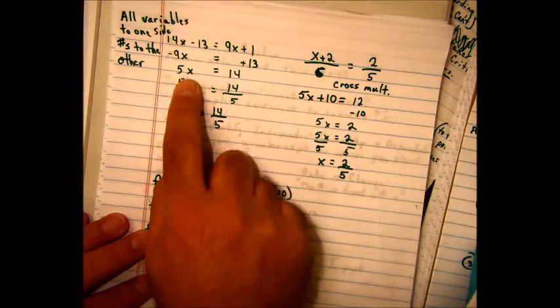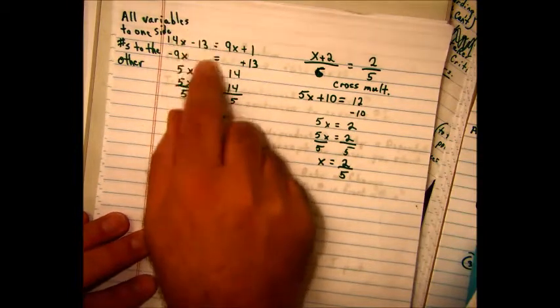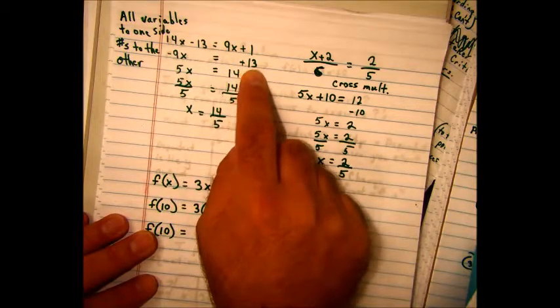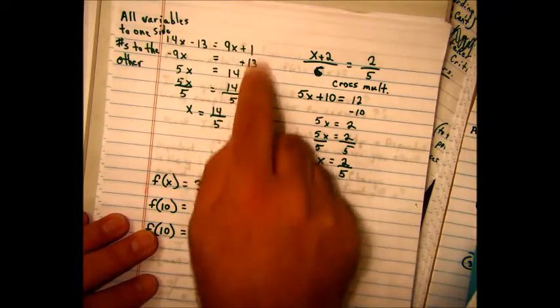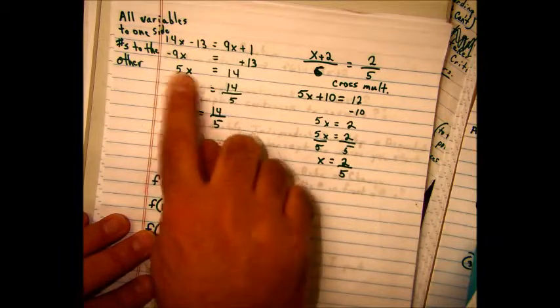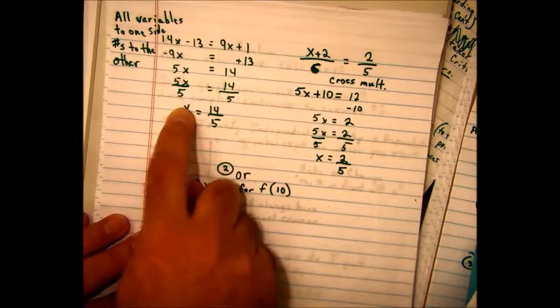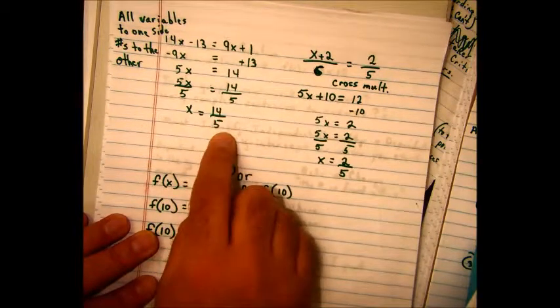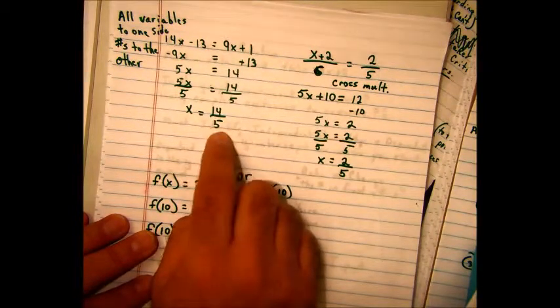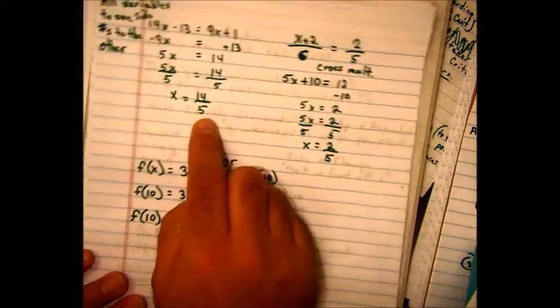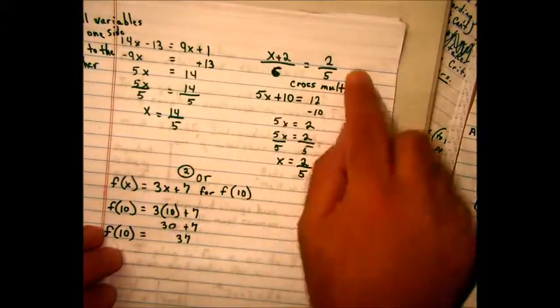So if I move this over, it becomes a negative 9x. Combine like terms, which gives me 5x. I move the negative 13 to the other side, which becomes positive 13. Combine like terms is 14. 5x equals 14. I get rid of the 5 by dividing by 5, and I get x equals 14 over 5. This is an okay answer. You may change it to a decimal if you want. I would say leave it as a fraction.